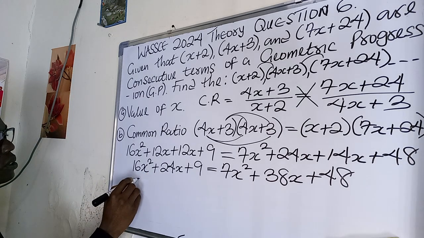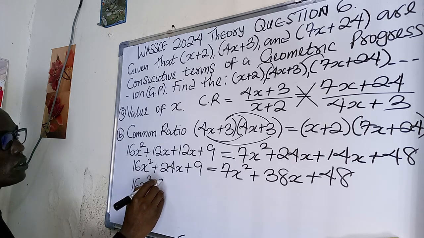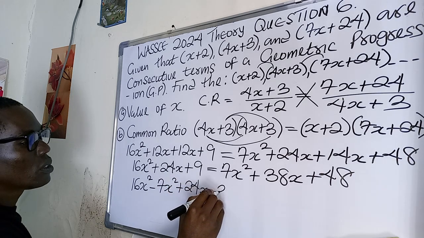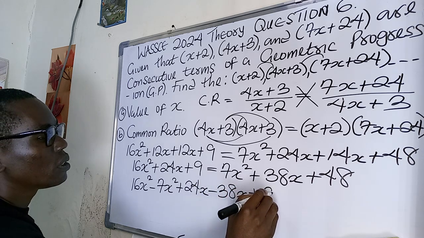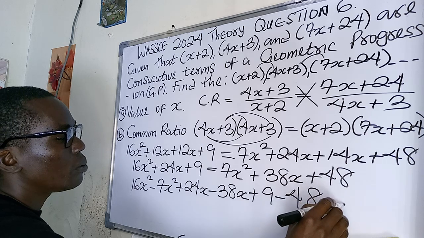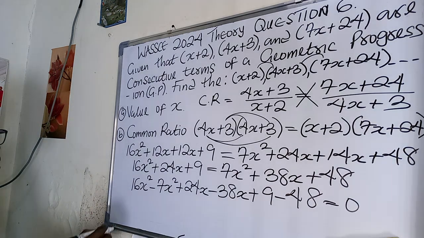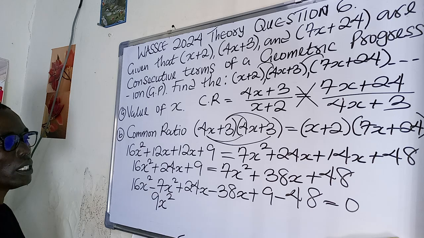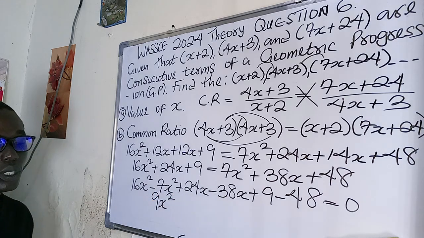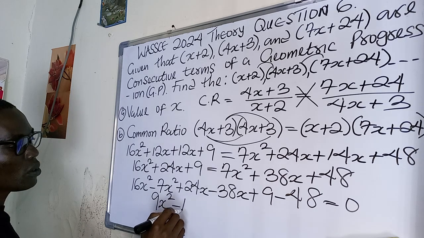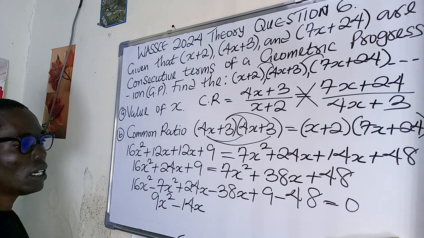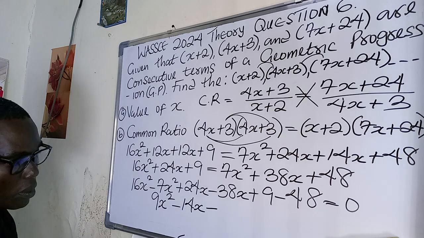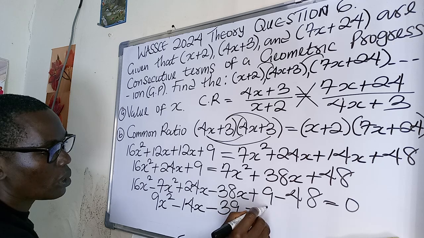If we collect like terms, this will give us 16x squared minus 7x squared plus 24x minus 38x plus 9 minus 48, and this will be equal to 0. Now if we simplify this, we are going to have the equation 16x squared minus 7x squared will give me 9x squared, right? 24x minus 38x is going to give me minus 14x, because the negative is higher. This plus 9 minus 48 is going to give me minus 39, and this will be equal to 0.